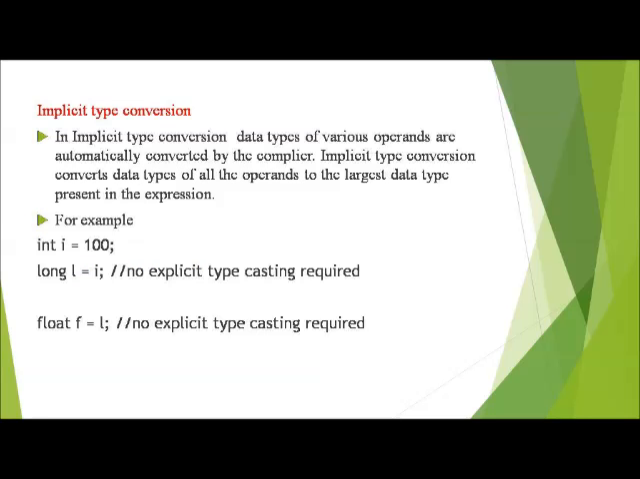In implicit type conversion, data types of various operands are automatically converted by the compiler. Implicit type conversion converts data types of all the operands to the largest data type present in the expression. For example, int I equals 100. Long L equals I, for this no explicit typecasting is required. Float F equals L, for this also no explicit typecasting is required.